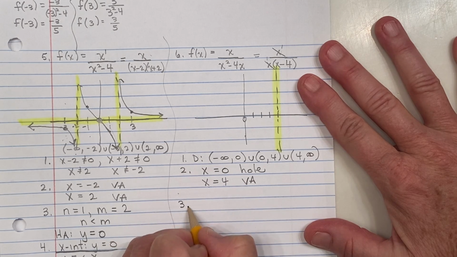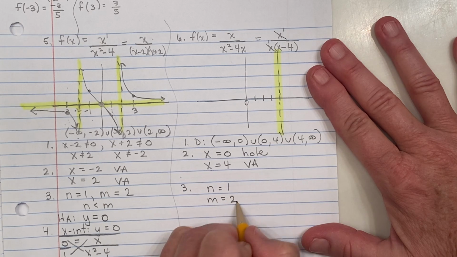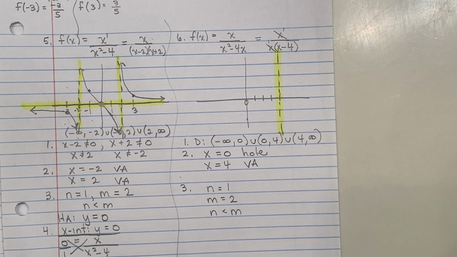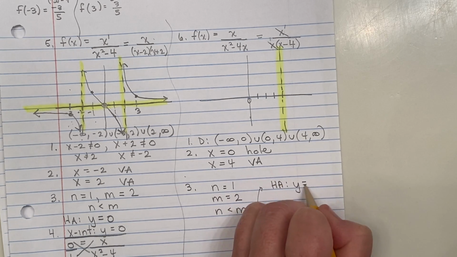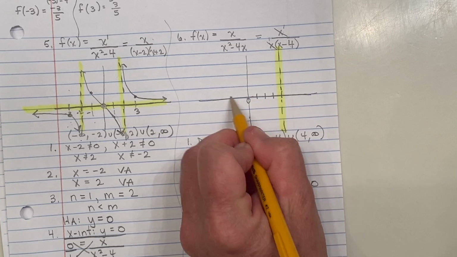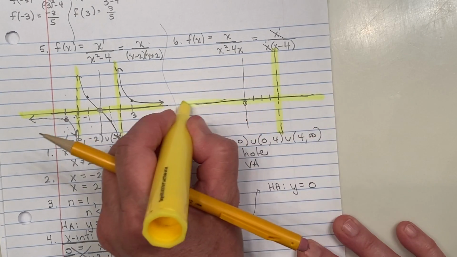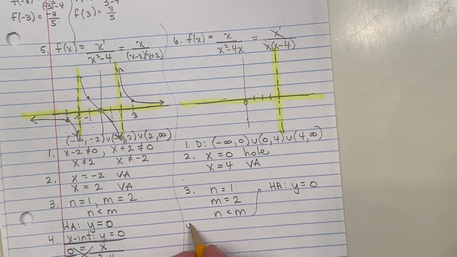All right, let's look at 3. N is 1 and M is 2. So N is less than M, bigger on bottom. So that means y equals 0 is our horizontal asymptote. I'm going to put that up here. So kind of dash that in, but better yet, I think I'll just highlight y equals 0. Okay, and then x and y-intercepts.